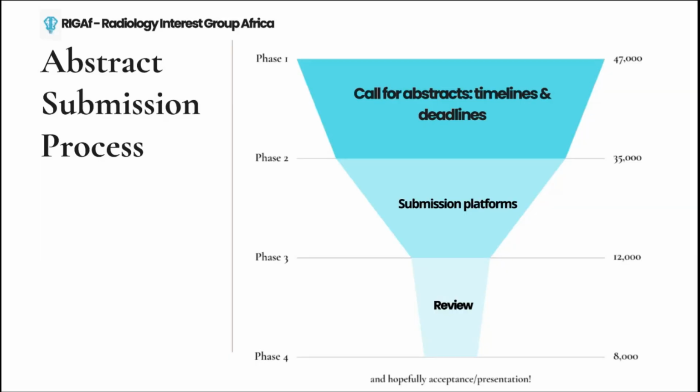So this is essentially the journey of an abstract. This funnel illustrates the typical journey of an abstract. It begins at the top with the call for abstracts, where conference organizers announce themes, guidelines, and most importantly, deadlines for the abstract submission. And then once it's submitted, it goes through these submission platforms. And then after that, the abstracts move into the review phase, where reviewers assess the quality, the relevance, and the clarity of an abstract. And then finally, a smaller number of abstracts make it through to the acceptance for presentation, either as a poster or as an oral presentation.